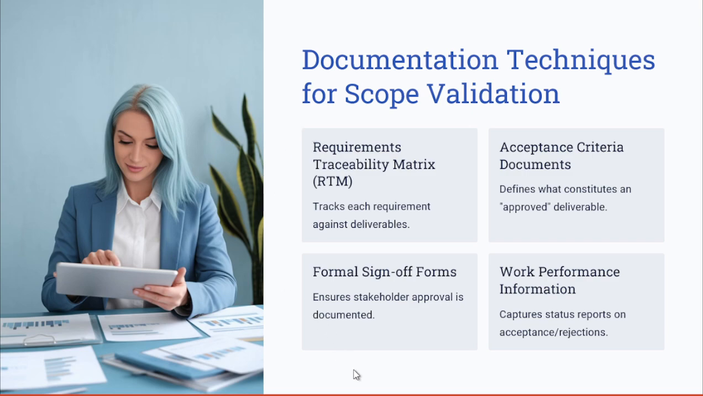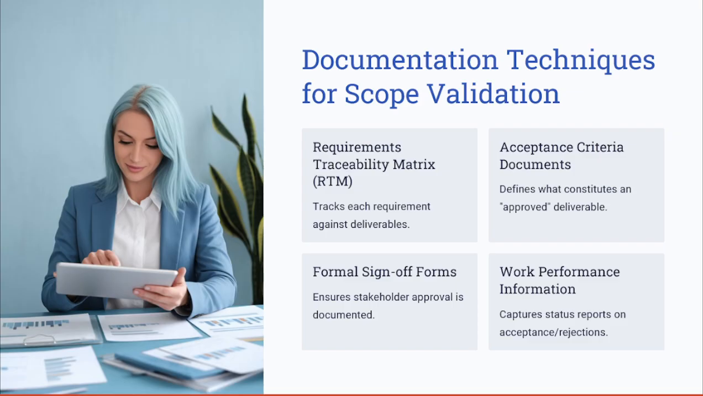These are the common documentation techniques for scope validation that you have to refer to. You can also think of these as key inputs. First, the requirements traceability matrix, which tracks every requirement against the deliverables. Remember when we were in the planning phase, gathering requirements based on stakeholders. Each requirement has the stakeholder's name under it, to trace who the original stakeholder of that requirement was.